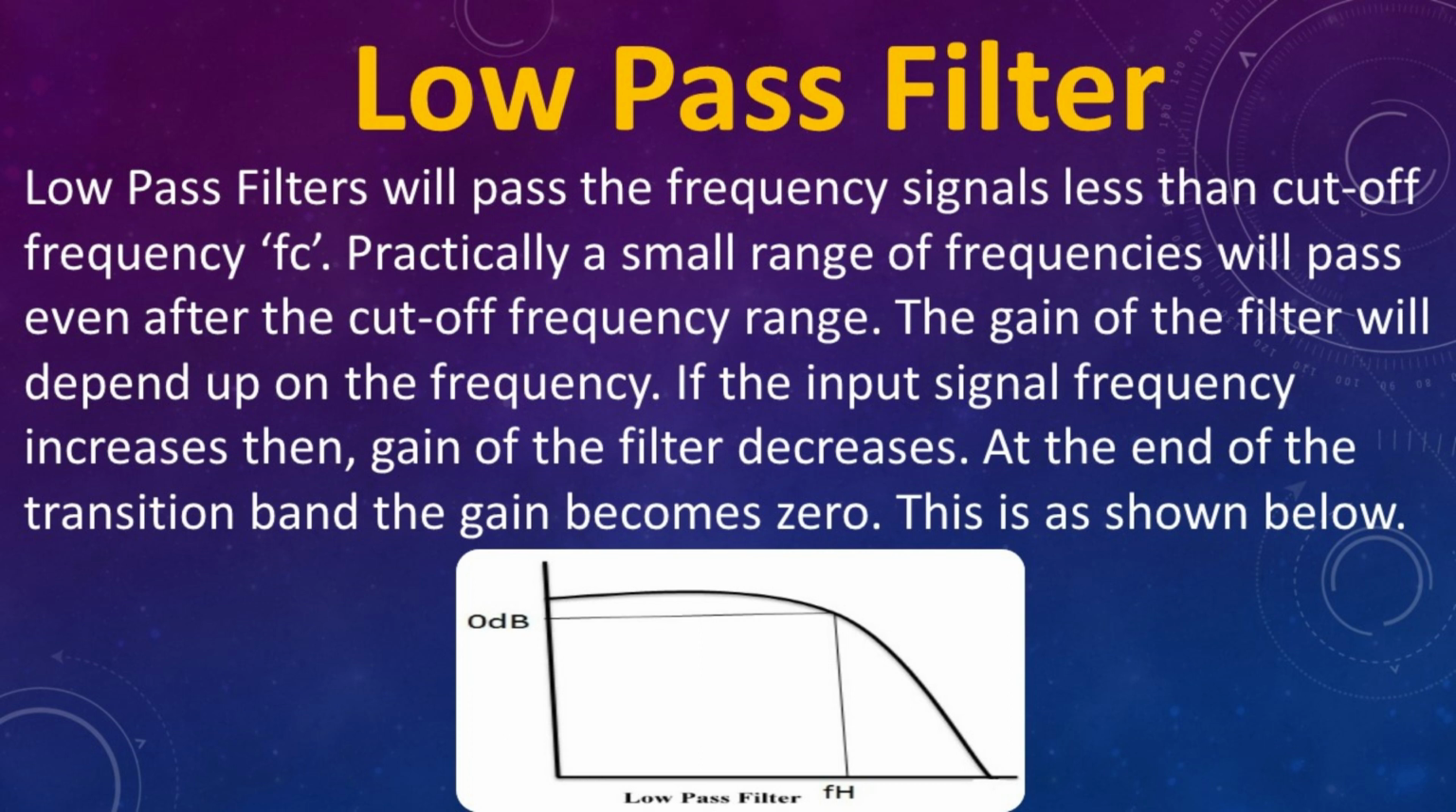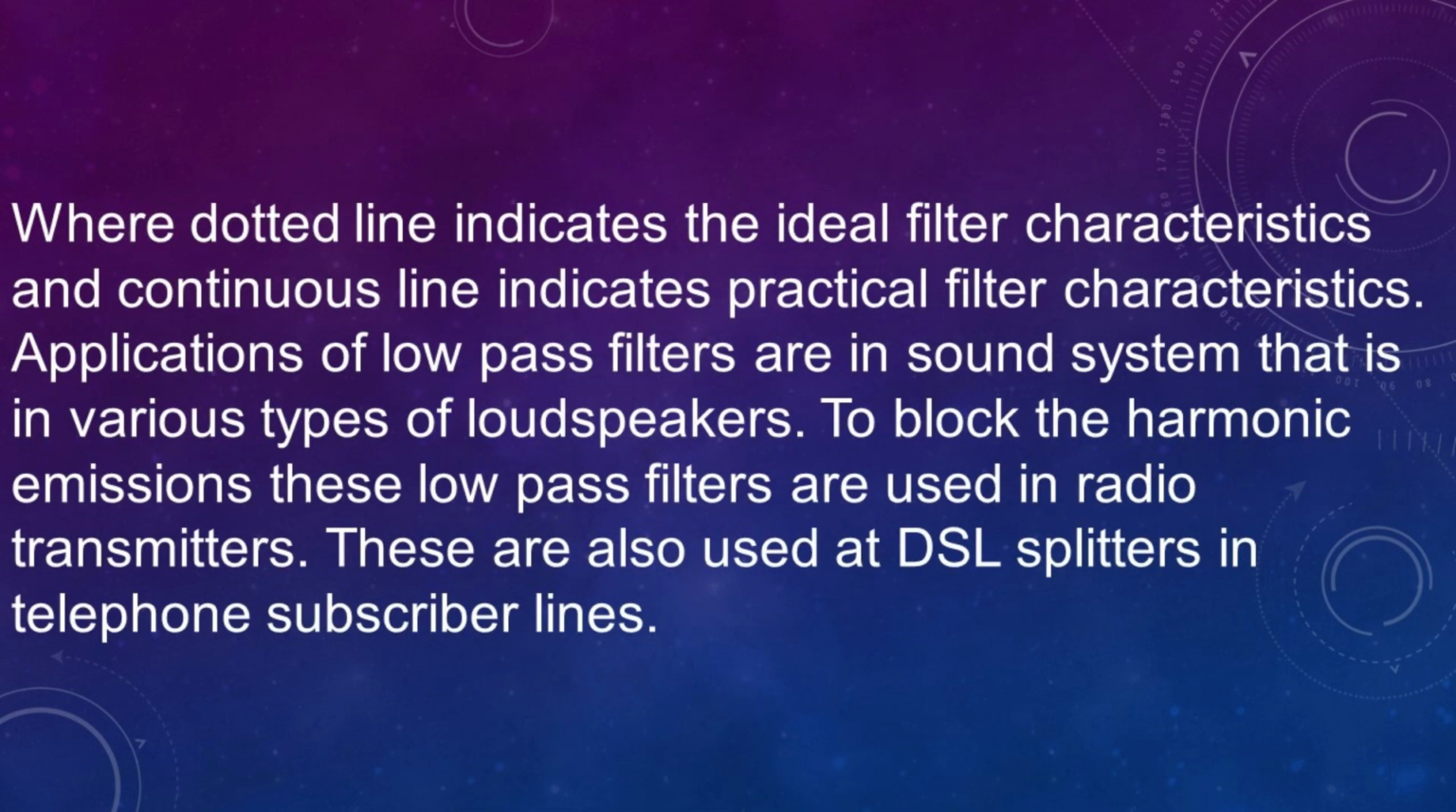The gain of the filter will depend upon the frequency. If the input signal frequency increases, then the gain of the filter decreases. At the end of the transition band, the gain becomes 0. This is as shown below, where the dotted line indicates the ideal filter characteristics and the continuous line indicates practical filter characteristics.